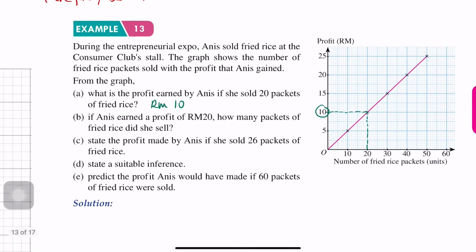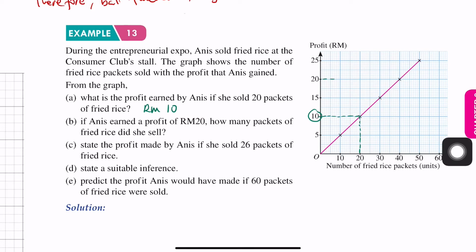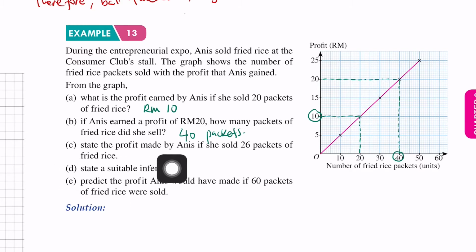Next, if Anis earned 20 ringgit, how many packets of fried rice did she sell? Okay, now the question is about profit, right? Profit 20. Same, 20, dot dot dot until you reach the line and bring it forward to the x-axis. So 40. So it means she sold 40 packets. Okay, next. State the profit made by Anis if she sold 26 packets of rice.